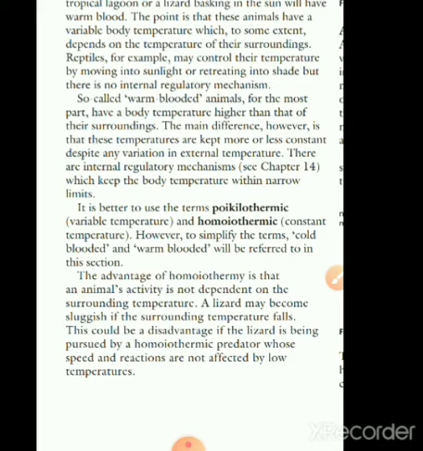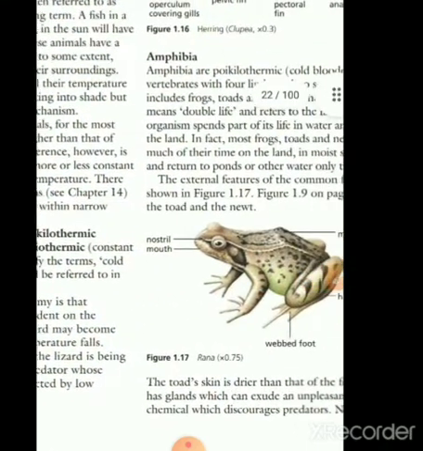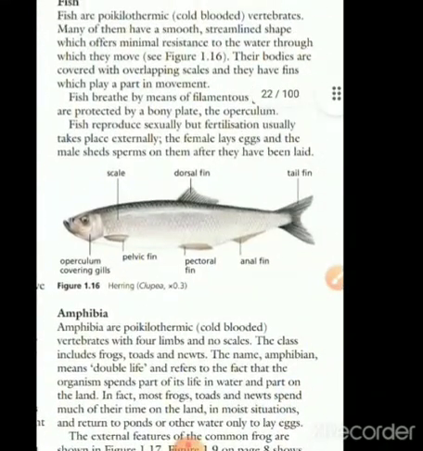Next point is that the advantage of homeothermy is that the organism's activity is not dependent on the surroundings. They don't need to hide themselves. A lizard may become sluggish if the temperature falls. Obviously, it can't maintain its own temperature. So you can imagine that when something is in a frozen state, it is not able to defend itself. A warm-blooded organism could come and kill that lizard quite easily. So that is the disadvantage of being a cold-blooded organism.